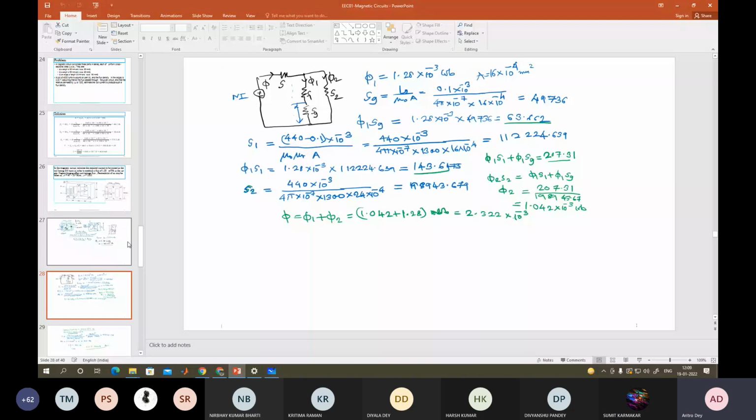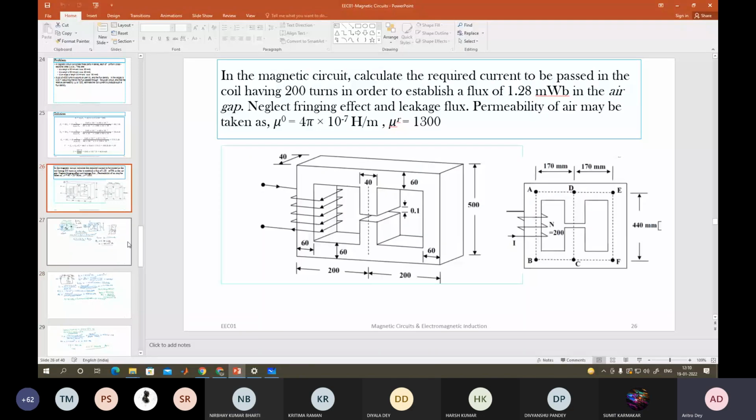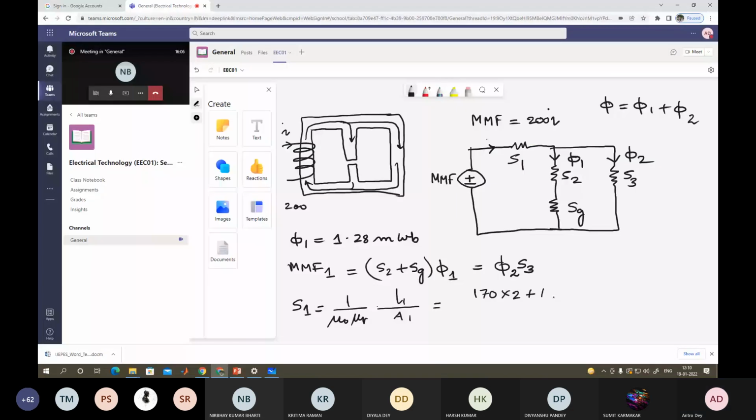Okay. So what I am trying to do, I am trying to find out the length of this path, one side. So it is 170, then 440, 170. This is the mean length, and then cross section is 40 into 60, because this is 40. So 170 into 2 plus 440, this is your length. Then this is mu 0 mu r, that value I'll put later, into cross section area. This is in millimeter, so we'll change it to meter. And another is 40 into 60, that is the cross section area, into 10 to the power minus 6. So this is your S1.